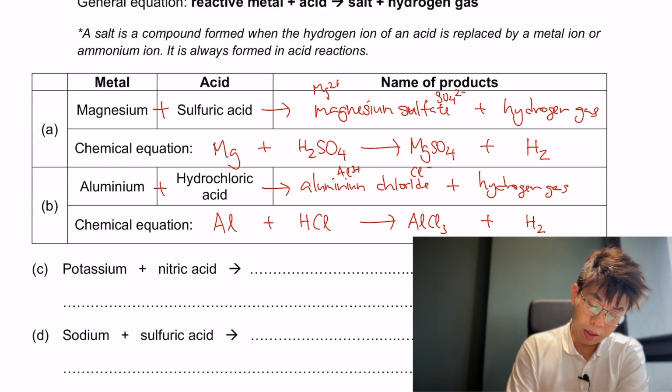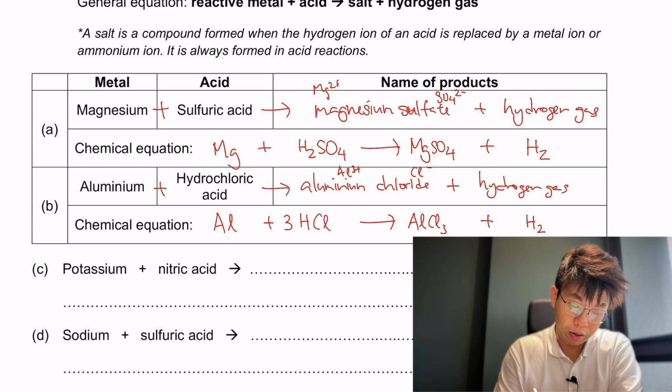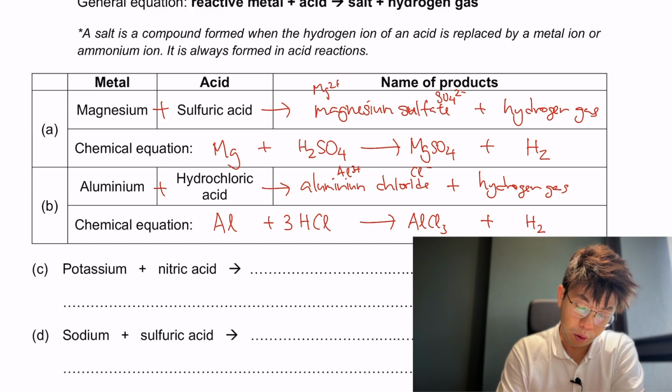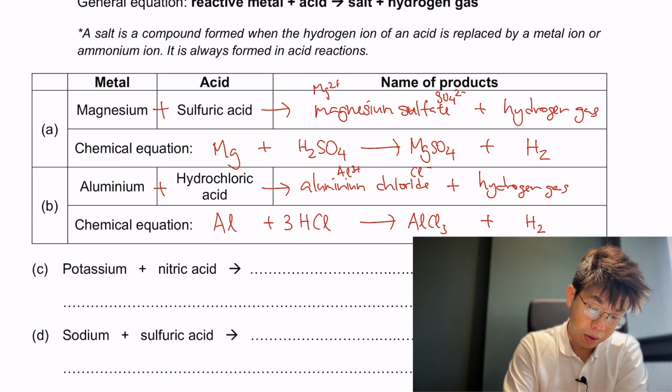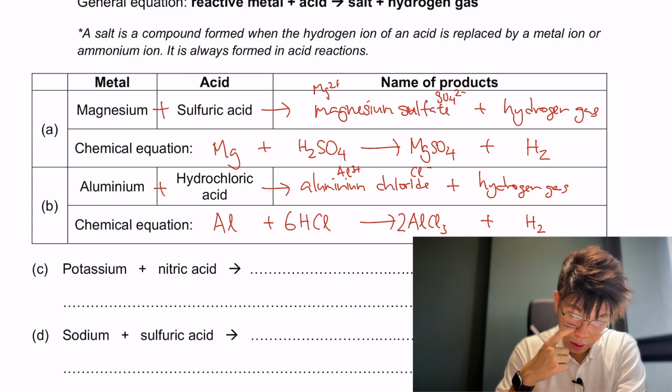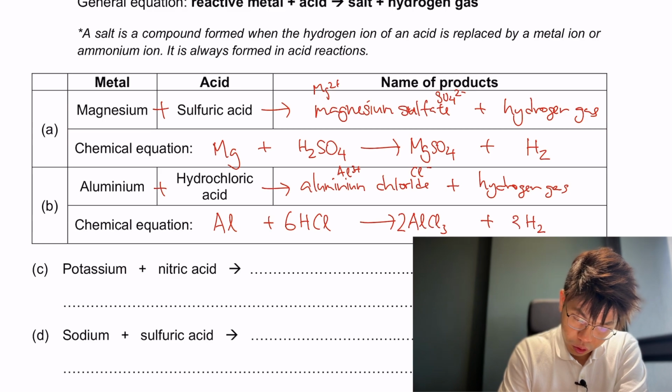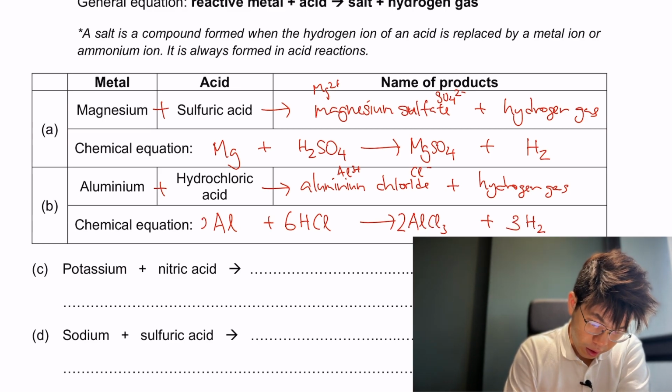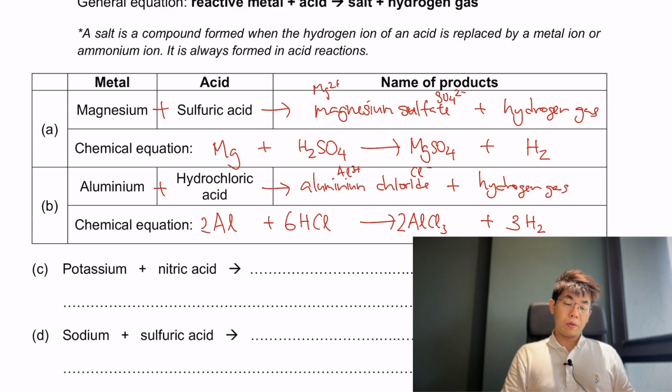And then when we balance this, I'll balance the Cl first, so I'll put 3. Then there's a weird odd number here because it's 3H, so I'll probably need to use a multiple of 6. So let me erase that. We put 6 here, and we put 6 here, this must be a 2. And we put 2 here, this must be a 3. And then this one must be a 2. Okay, so that's aluminium plus hydrochloric acid.